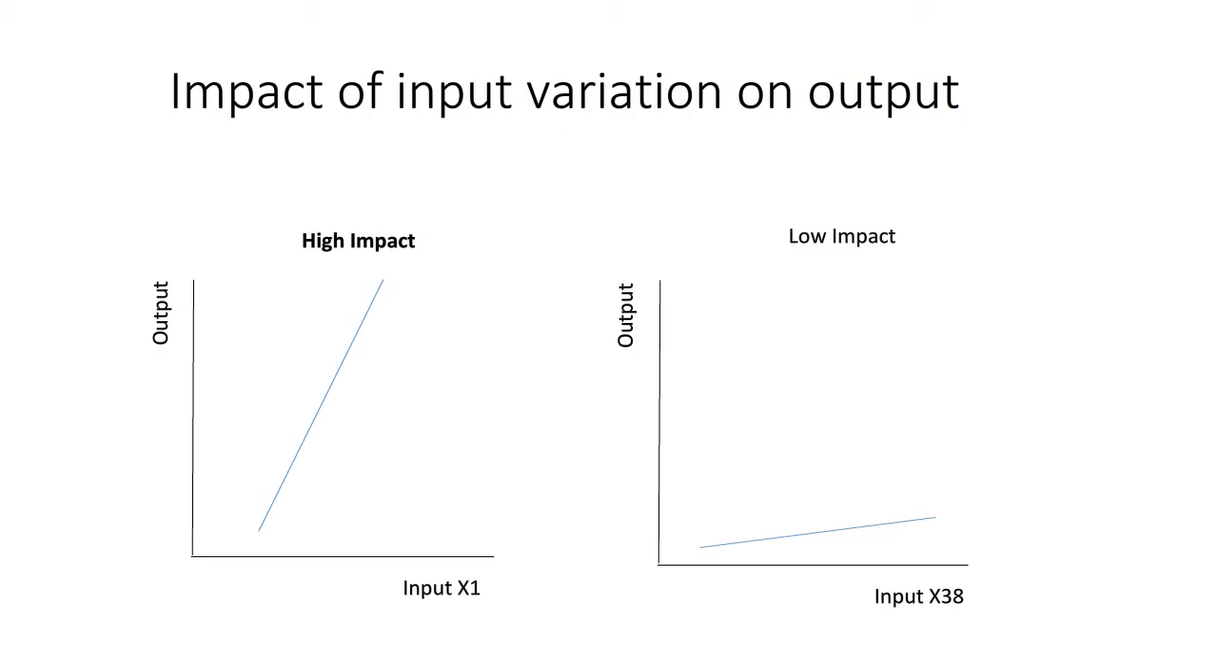Each input can have a different impact on the output. On this slide, the variable on the left has a significant impact on the output, whereas the input on the right has very little impact. So we have inputs that vary over time, and each input can have a different association with the output. And the point is that inputs are not created equal. Some inputs matter and some don't.